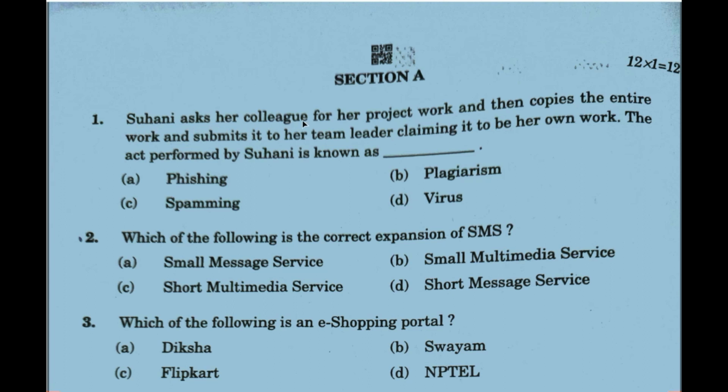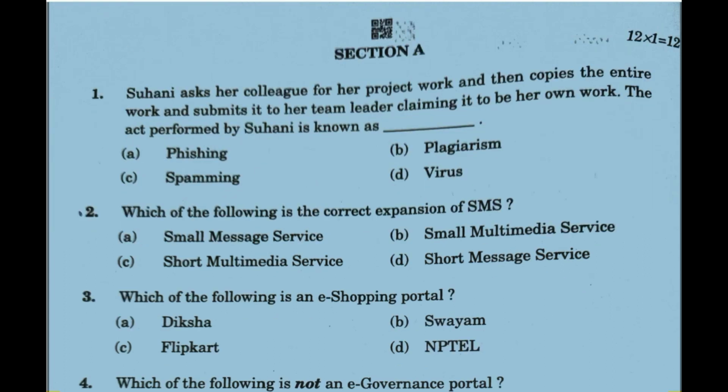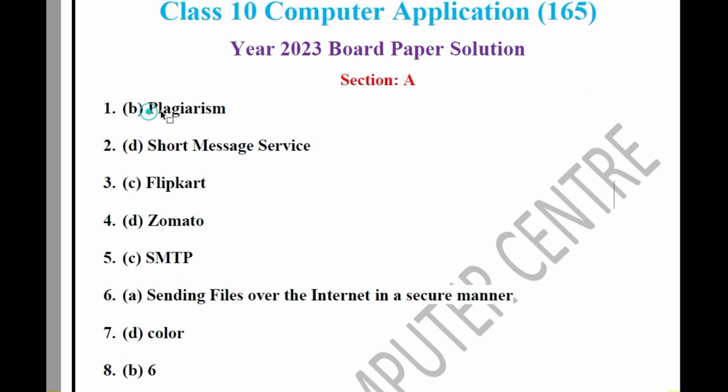Suhani asked her college for her project work and then copies the entire work and submits it to her team leader, claiming it to be her own work. The act performed by Suhani is known as plagiarism. Which of the following is the correct expansion of SMS? So it is called Short Message Service. Okay, here I have given the answer. See, here you can see the first one is plagiarism, second one is Short Message Service.